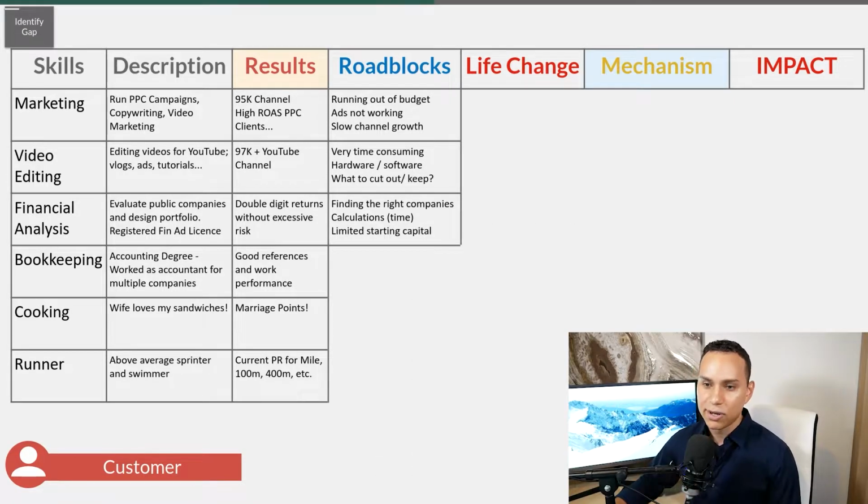So let's go ahead and go to roadblocks here. So I'm just going to continue with the top 3 because one of the bottom 3, cooking, I'm probably not going to be able to monetize that. Only one person likes my sandwiches. And then bookkeeping and running, they're just things that I was really good at in the past, not necessarily right now.